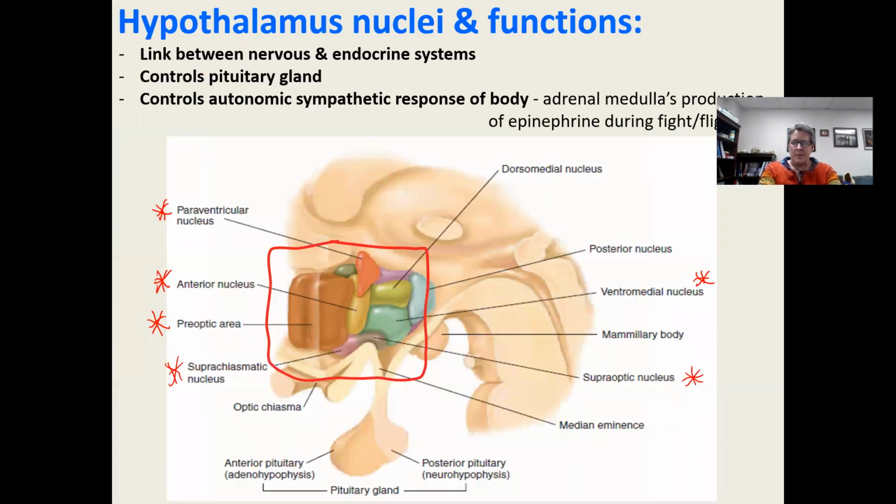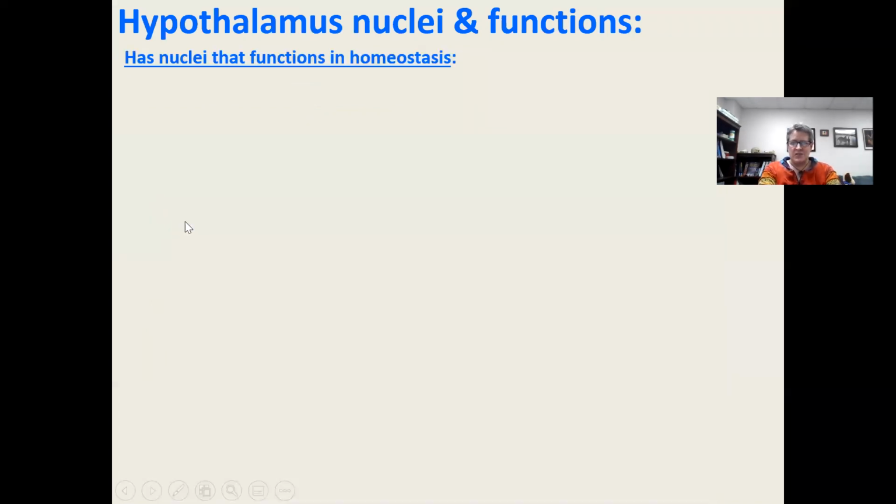Okay, let's go on to the hypothalamus. You're not going to have to memorize this image, but it shows you that there are about 9 nuclei in here, and I've starred some of them that I'm going to cover. The hypothalamus is very important. It has nuclei that control very important bodily functions, all of them actually autonomic.